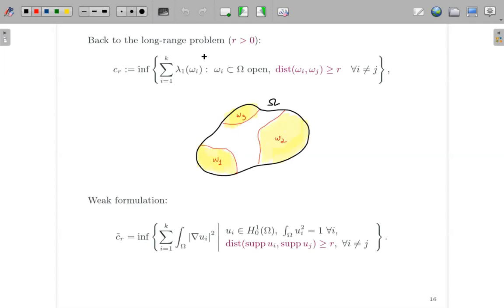So let's see what's fun when one passes to the long range. Let's recall, what is the problem now? C_R was the original minimization problem. So you had the sum of lambda ones, now with this distance constraint, so this distance needs to be at least R. Of course, being a minimizer, it will be R. And in the weak formulation with densities, with functions, you have the sum of the Dirichlet energies, L2 normalized, and now this distance between the supports.